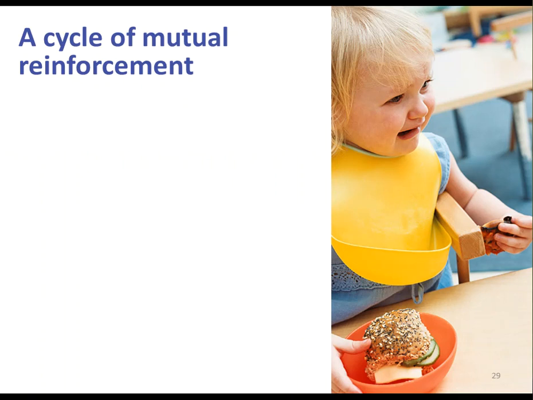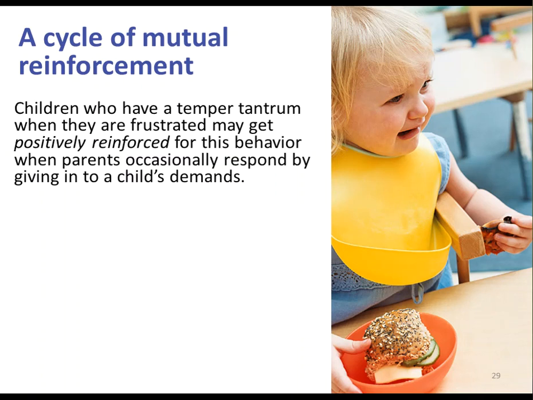Also, let's look at a cycle of mutual reinforcement. Some of you may have some experience with this more so than others. Children who have a temper tantrum when they are frustrated may get positively reinforced for this behavior when parents occasionally respond by giving in to the child's demands. The kid acts up, acts out, and then you do whatever it is they wanted you to do. That's positively reinforcing that temper tantrum behavior. Stronger, more frequent tantrums would result from that.